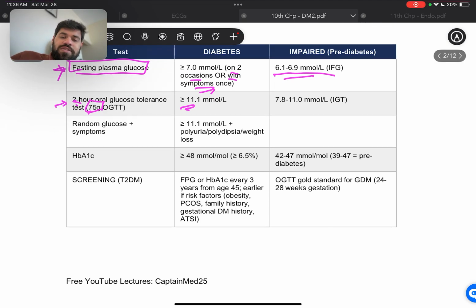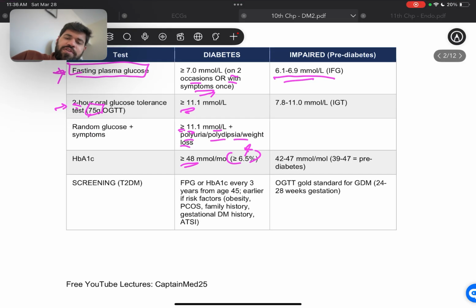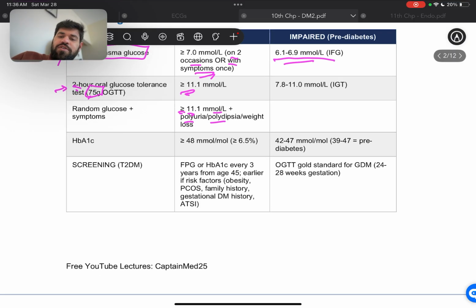Then random glucose plus symptoms, again more than or equal to 11.1 millimole per liter, plus polyuria, polydipsia, and weight loss. Alright, then HbA1c is going to be more than 6.5% or more than 48 millimole per mole, and 42 to 47 millimole per mole is considered pre-diabetic, or 39 to 47 is pre-diabetes.